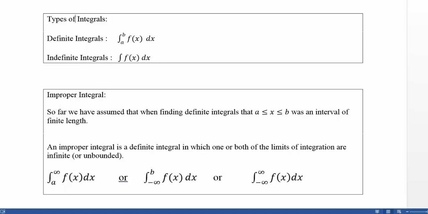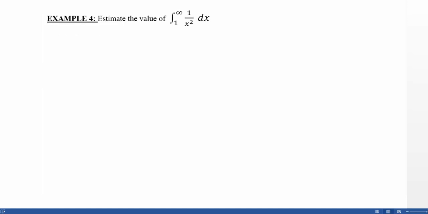We call that unbounded. So that might mean you're looking for the integral from 0 to infinity, or perhaps the integral from negative infinity to 4, or perhaps the integral from negative infinity to infinity. So we have to talk about how we approach that, what that means, and how we approximate it. So we'll do this through an example. Example 4. Estimate the value of the integral from 1 to infinity of 1 over x squared dx.